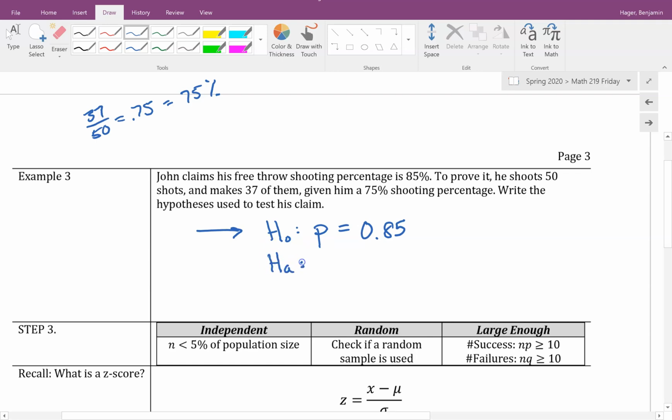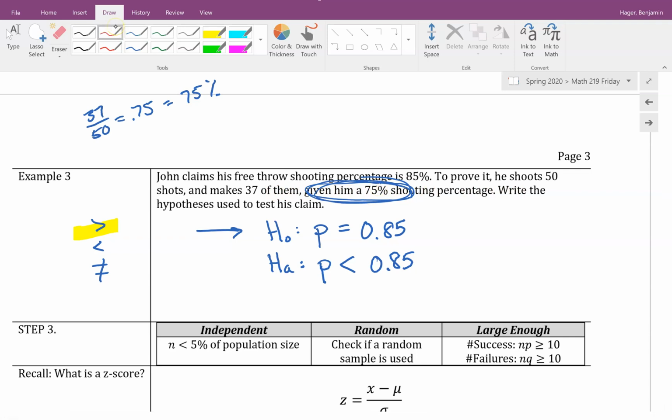The alternative to that, well, again, it's always the same variable. It's always the same number. It's just, should I use greater than, less than, or not equal to? What do we think the alternative to this claim would be? He claims 85% is his shooting percentage. Based on the data we see, in our one sample, he only shot 75%. So don't we think that his shooting percentage is actually less than 85%? So that's what I meant, that when you read the problem, there's sort of a logical one that jumps out at you based on either the way the question is asked or what the data suggests.